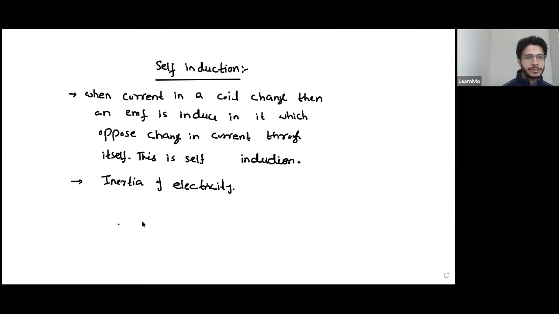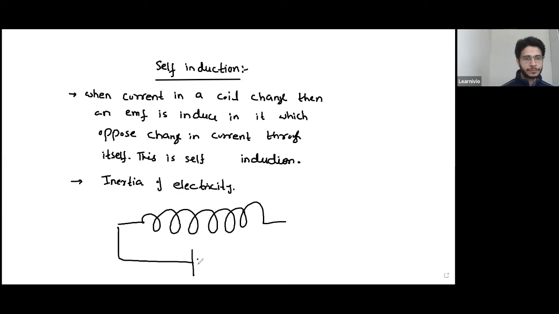So what this statement means: if you have a coil, just one coil, I don't have any other coil. This is the key. As I close this key, the current in this coil will increase. So when current increases, the flux linked with this coil will increase. So due to the increase in flux, this coil will induce an EMF in itself.